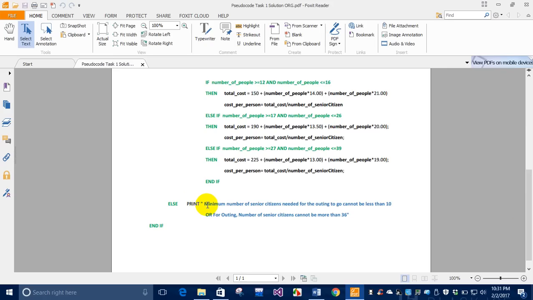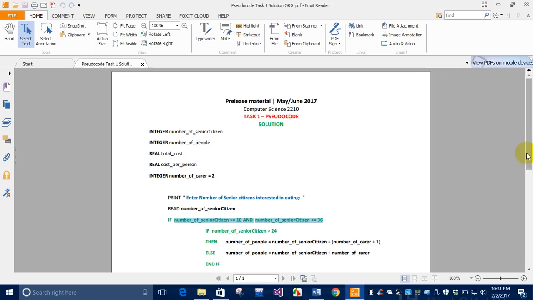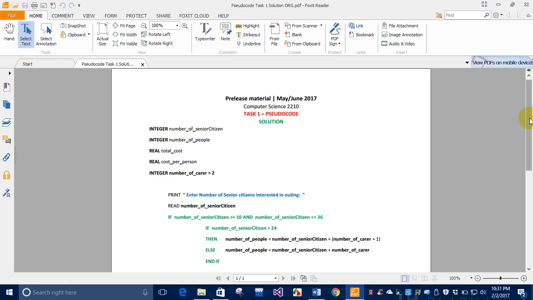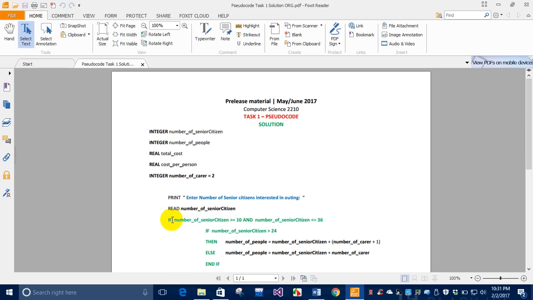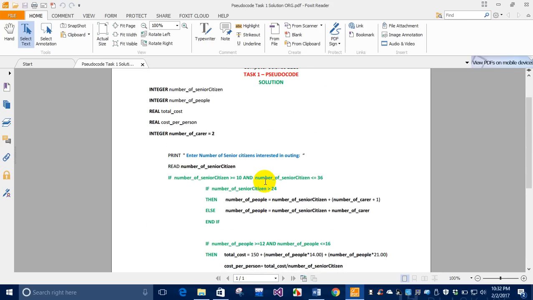Here I am just giving a message to the user that the minimum number of senior citizens needed for the outing cannot be less than 10, or for the outing the number of senior citizens cannot be more than 36. So if the first selection statement is false, this statement will be executed, and I'll end the if statement over here, and here is the beginning. So this is the pseudocode version of my pre-release material solutions.